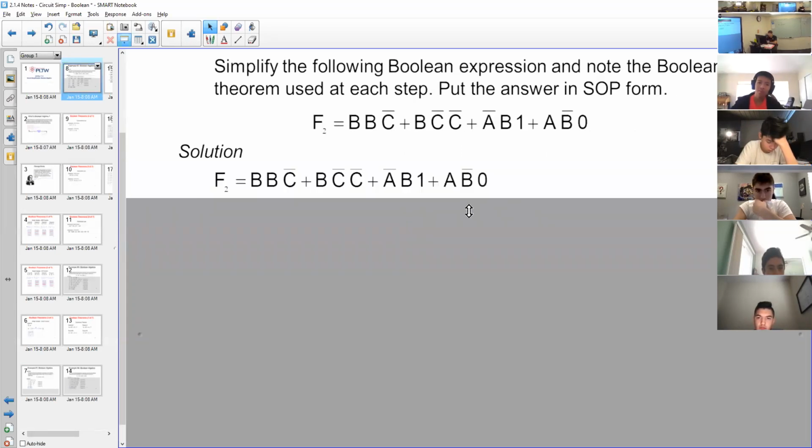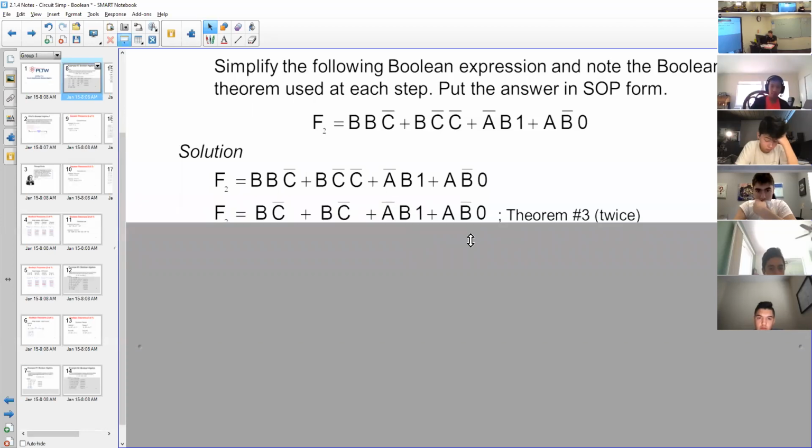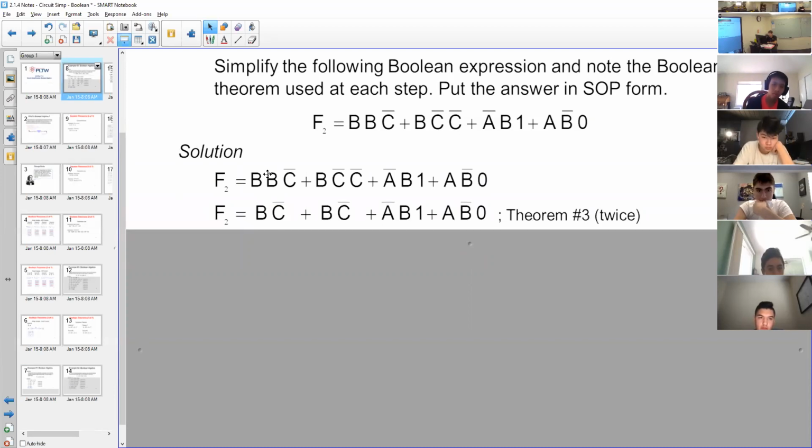So first step, obviously, write down the expression. And they chose first to use theorem 3 two times. So you can see they took B and B are the same, so they simplified it to B. And then they took not C, those are the same, and they simplified it to not C. So they simplified both of these two expressions in one step because both of them use the same theorem. Double B becomes B. Double not C becomes not C. That's according to theorem 3. Questions on the first step?